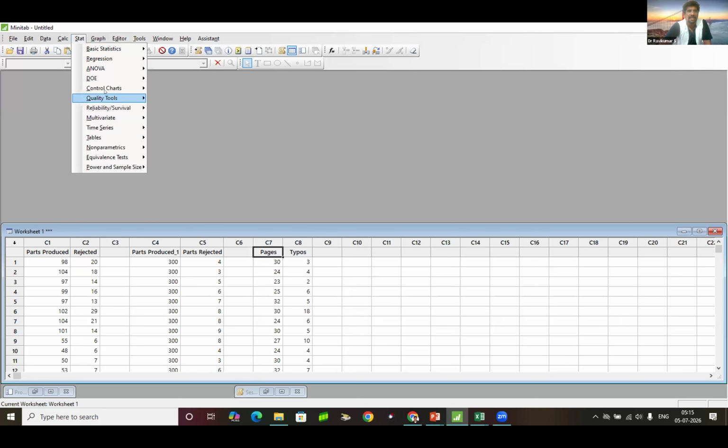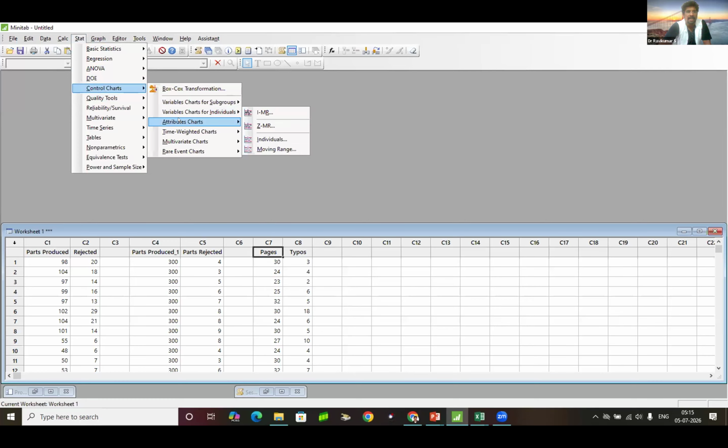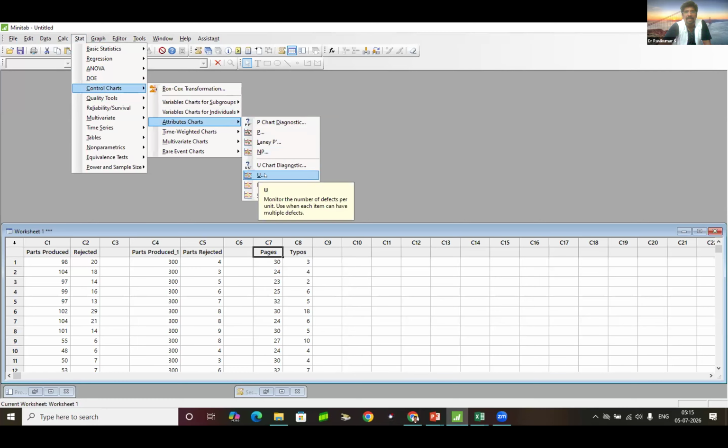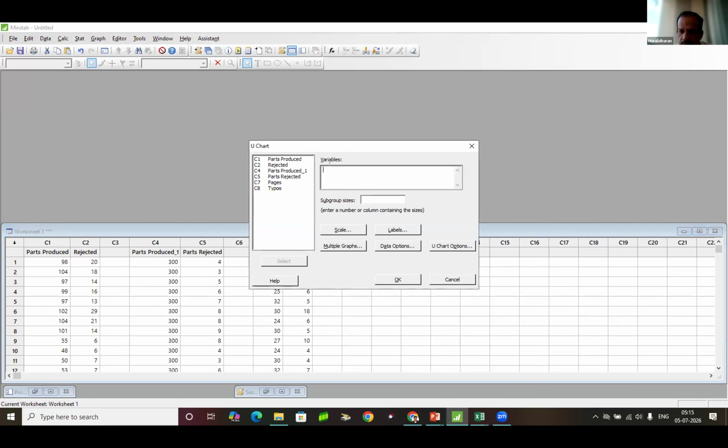Click on Stat, click on Control Charts, click on Attribute Charts. Now click on U. Guys, got it? All of you are there with me? Now the variable is the typographical error, column C8 typos. And the subgroup size is the number of pages. Have you done up to this?